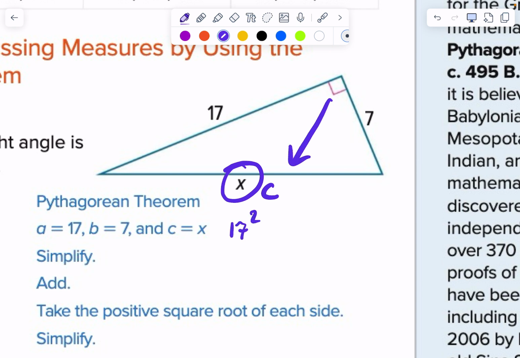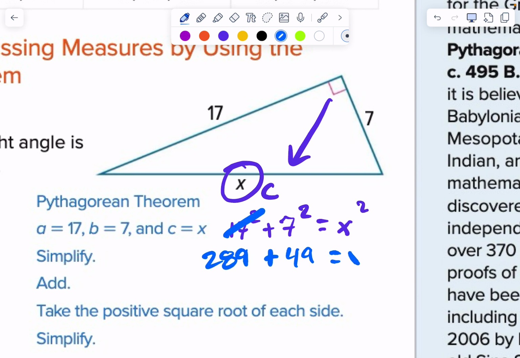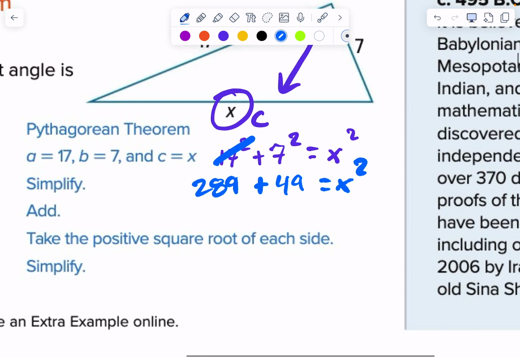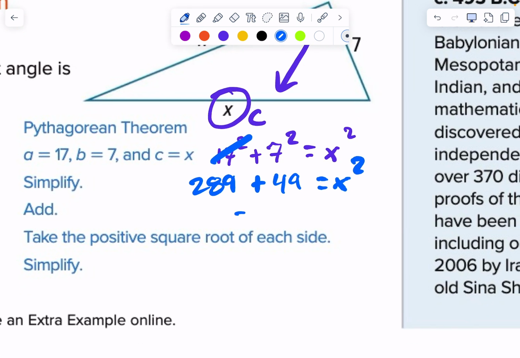So 17 squared plus 7 squared equals X squared. 17 squared is 289, is that true? Plus 49 equals X squared. Somebody check that. Okay? 338. Yeah, when you add the 49, it's 338. Okay, take the square root of 338.